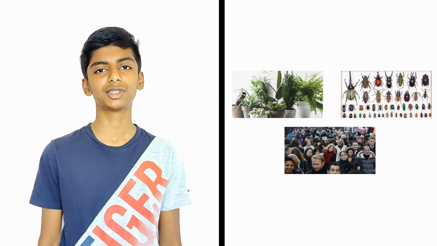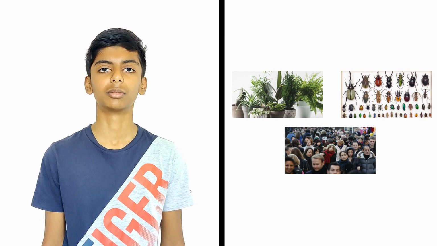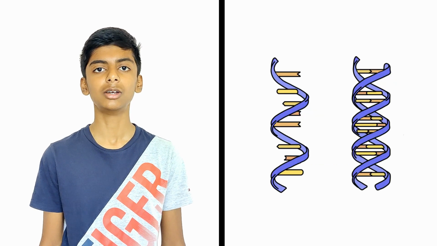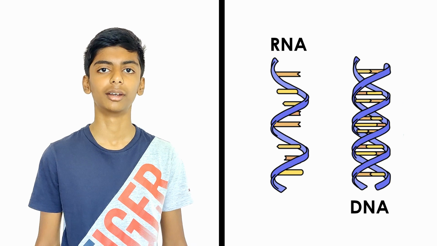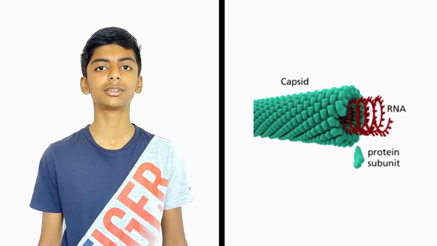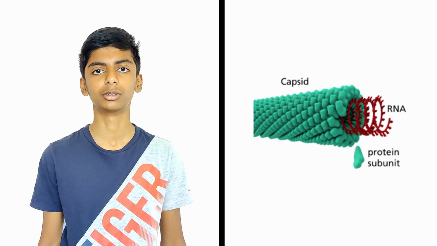The shapes and sizes of viruses vary a lot, but they all have one thing in common: the fact that they have some kind of genetic material, whether that is DNA or RNA. Usually, viruses have a protein coat called a capsid, which protects the genetic material.